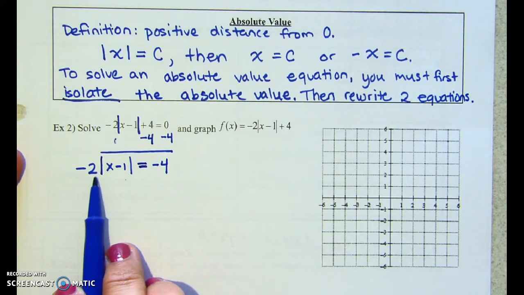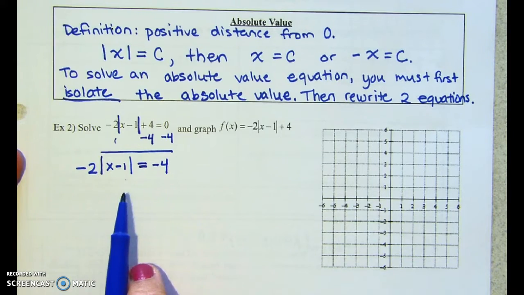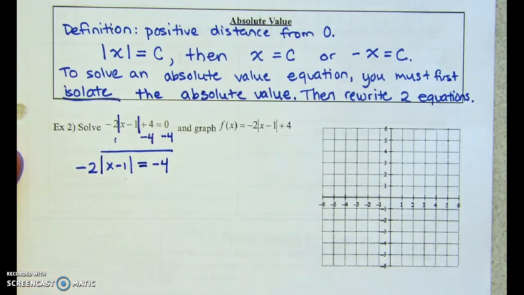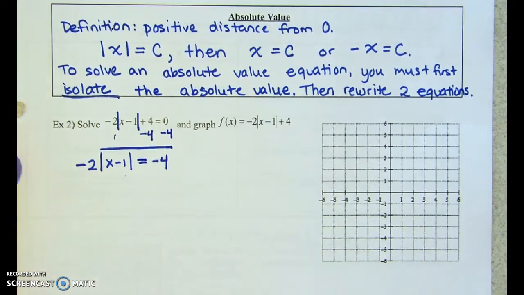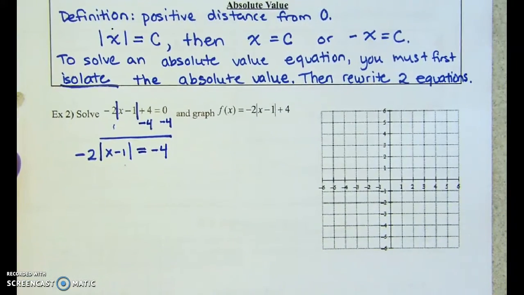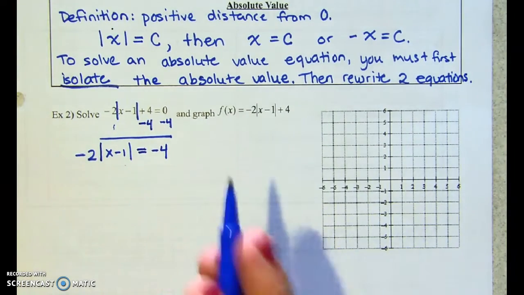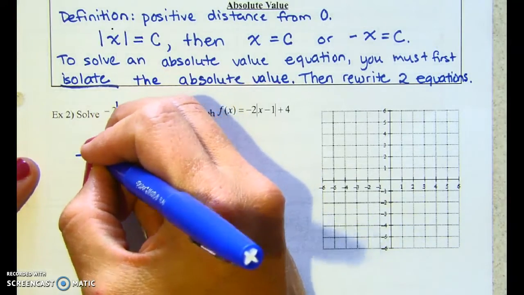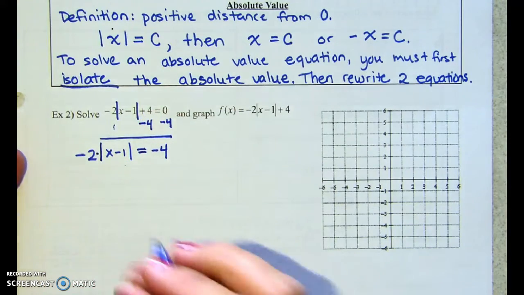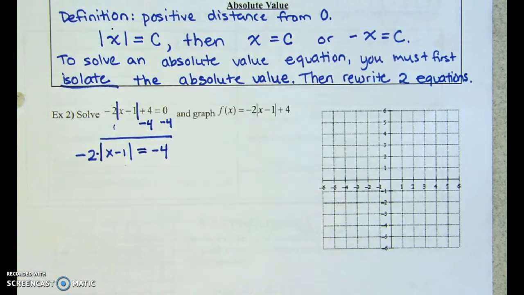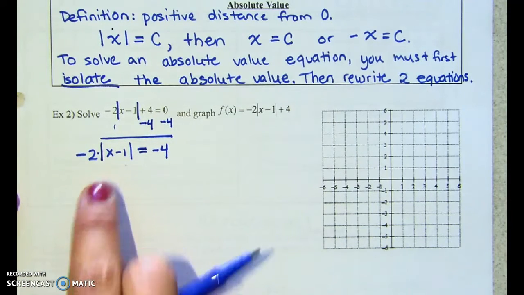What about the -2? How do we move that? Do I add 2? A lot of students want to add 2 right here because it's the opposite of -2. But that's not how we're supposed to do it. Do you see how it's 2 times the absolute value? So what is the inverse? What is the inverse of multiplication?